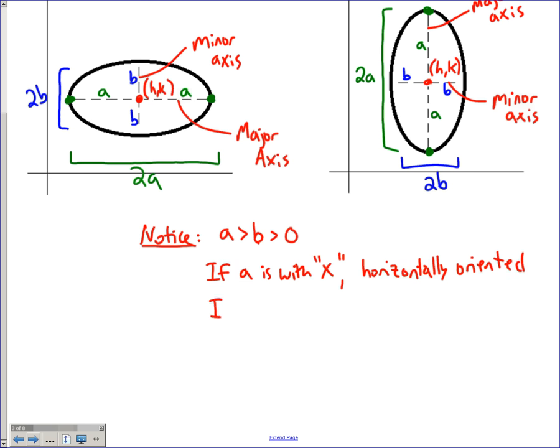And if A goes with Y, so you can see in our second equation on the right, A is underneath the Y minus K term. So if A is with Y, then it's vertically oriented. So that makes sense. Okay, so keeping that in mind, we're going to get some more formal definitions about the different information here.